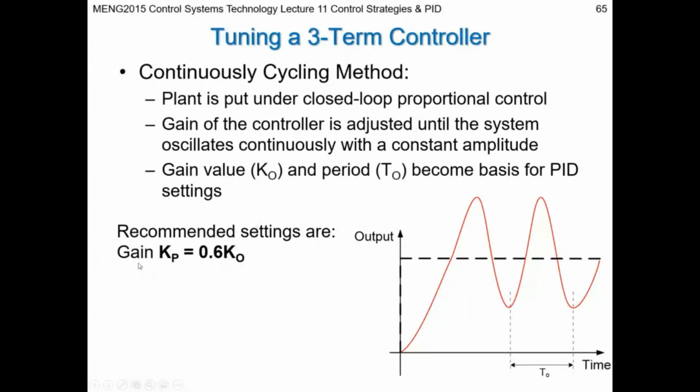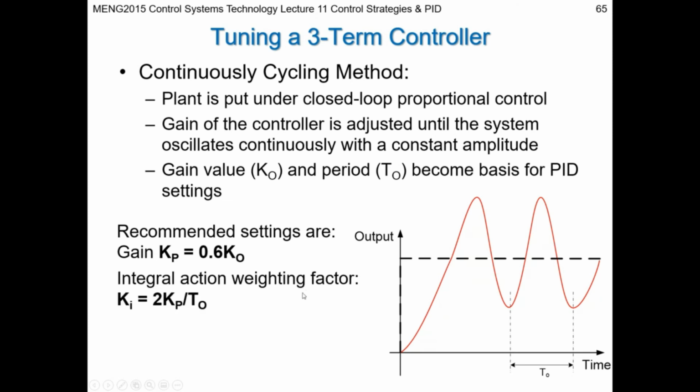And these are the settings. Your gain Kp should be initially set according to Ziegler-Nichols to 0.6 times K0. So if you have a marginally stable condition with, say, K of 5, then you would set your Kp to be, well, 3, right?